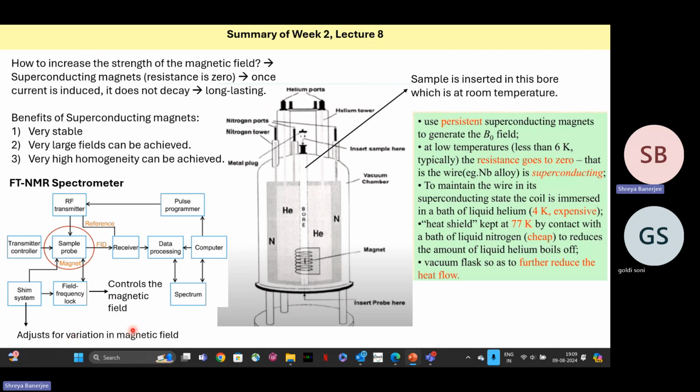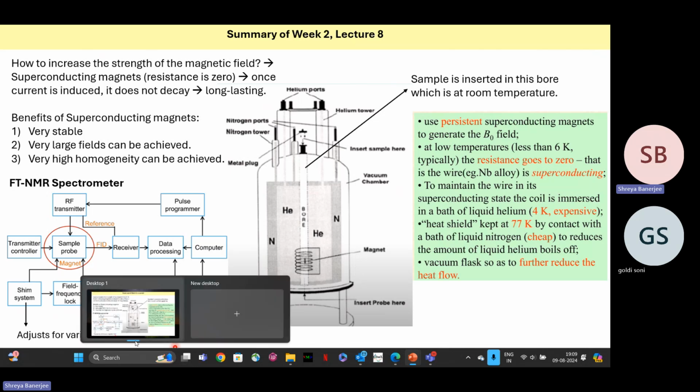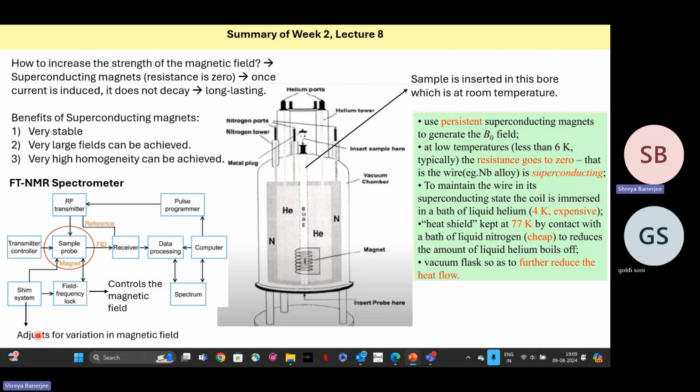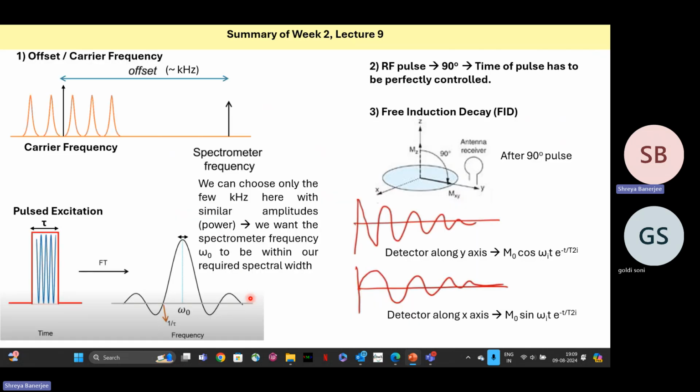Suppose that despite using a superconducting magnet, there is some inhomogeneity in the magnetic field. And we saw in the last class that inhomogeneity in the magnetic field can cause line broadening. So in order to prevent that, the shim system maintains a homogeneous magnetic field so that you can have sharp lines in the spectrum. So this is again the very basic outline of the FT-NMR spectrometer.